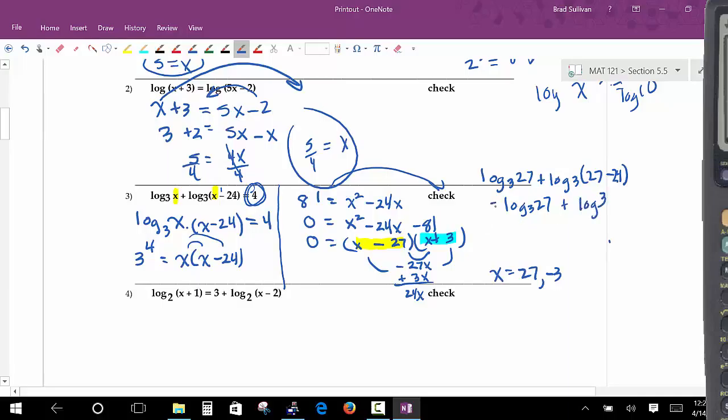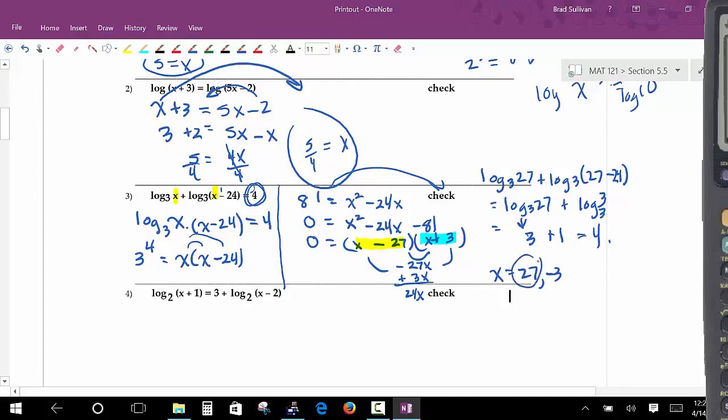Okay, I need to get you guys doing these kind of logarithms extremely fast in your head. What is the log base 3 of 27? 3, because 3 to the third is 27. Good. What is the log base 3 of 3? 1. Good. 3 plus 1 is 4. That checks, doesn't it? So without a doubt, 27 is an answer to the problem. We know that for a fact.